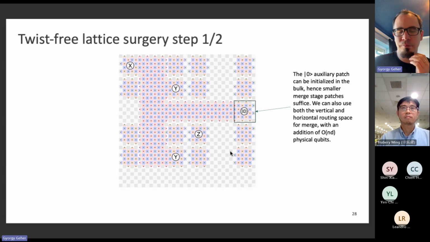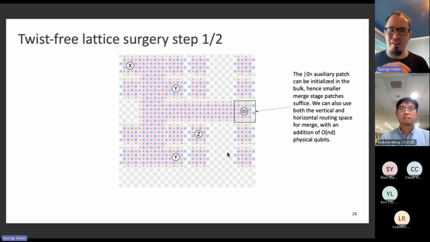potentially in this proposal. And this is a consideration: if you have a very long merge stage patch, then if you really want to be sure that your error corrected procedure will work, you probably have to increase the distance to compensate for that. But if you can use shorter patches, like in this proposal, then it's less of a concern, I would say. But still, of course, it could happen that I want to measure an X, Y, Y, Z, whose Paulis are supported on patches which are far apart from each other.